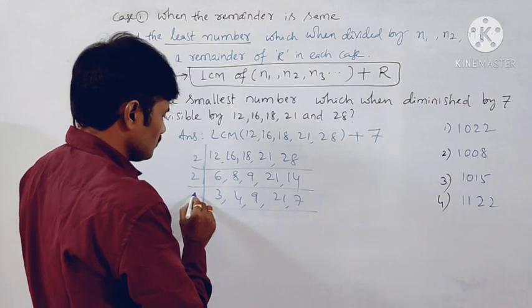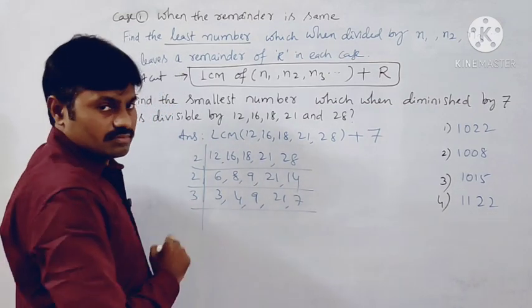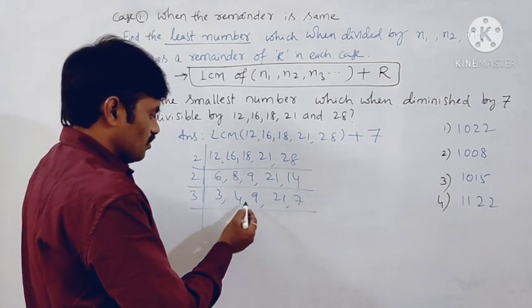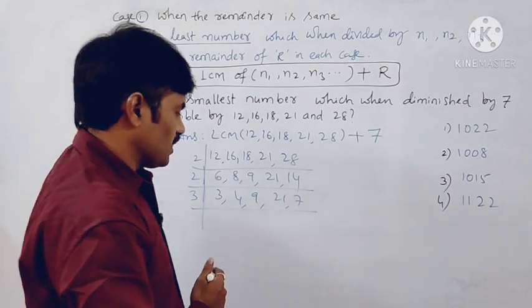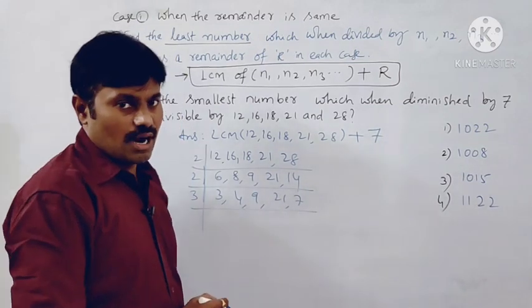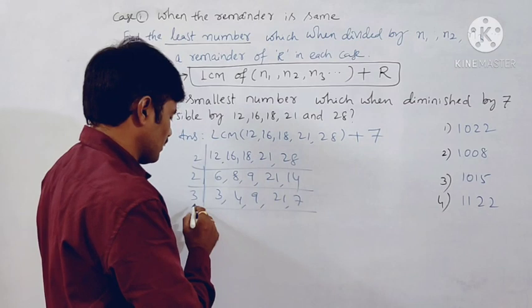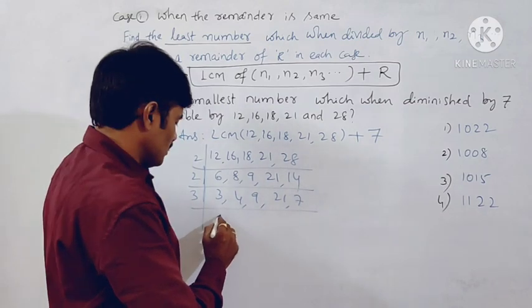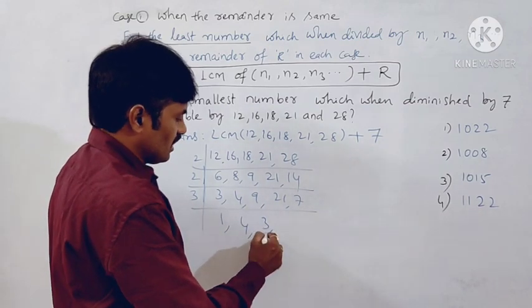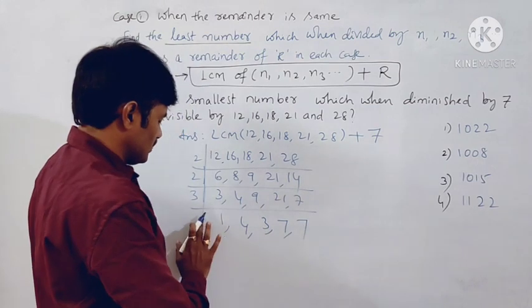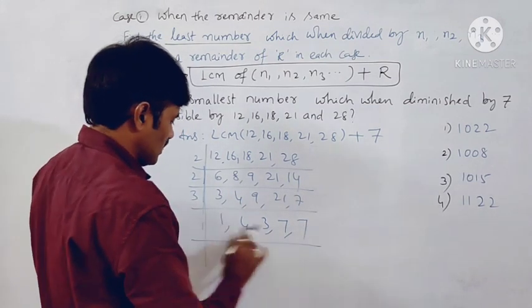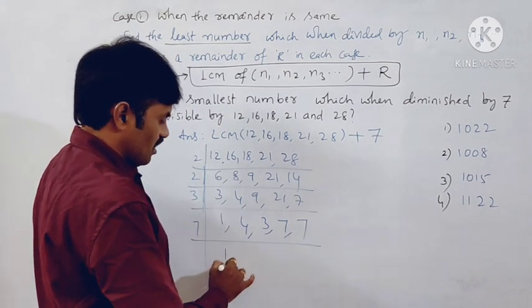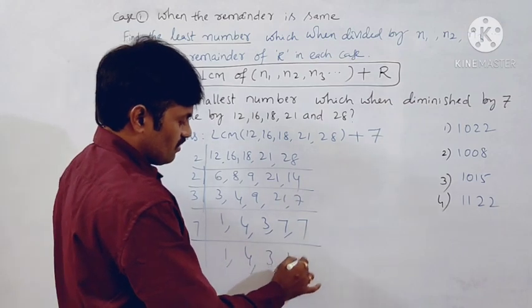Again I take the 3 table. Only 4 is an even number here, so 2 is not a common divisor for more than 2 numbers, so I have taken the 3 table. 1, 4, 3: 3 threes are 9, 3 sevens are 21, 7. Next, we can take the 7 table: 1, 4, 3, 1, 1.